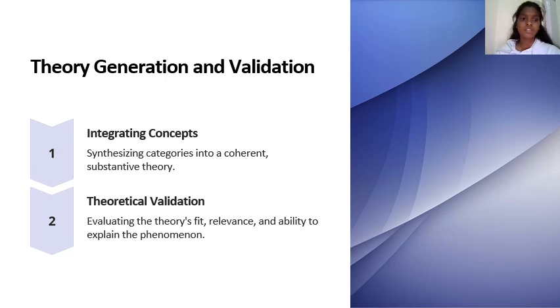Next is theory generation and validation. First is integrating concepts and the next is theoretical validation. Integrating concepts is synthesizing the categories into a coherent substantive theory. Theoretical validation means evaluating the theory's fit, relevance, and ability to explain the phenomena. This is called theory generation and validation. Theory generation and validation are completed by these two concepts.